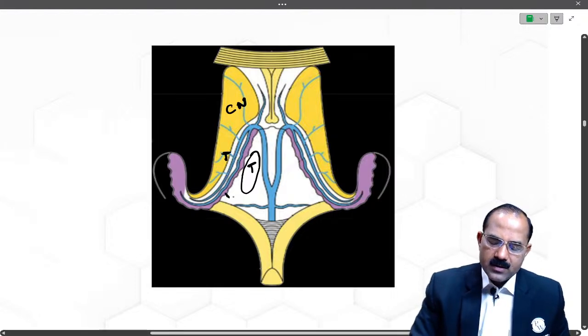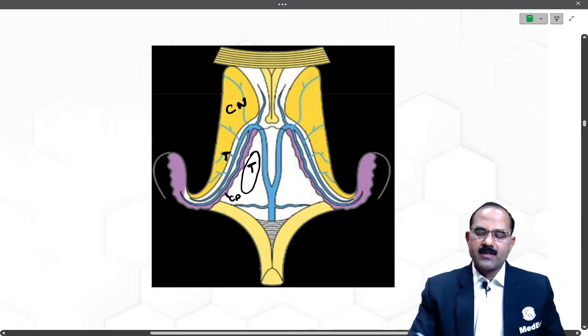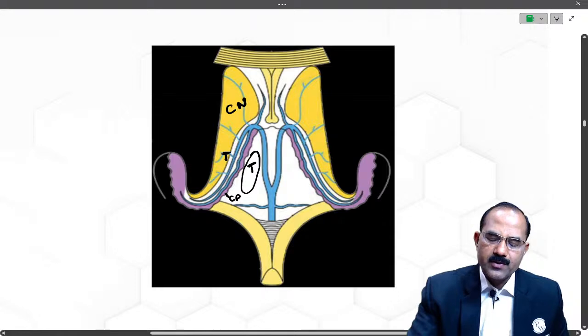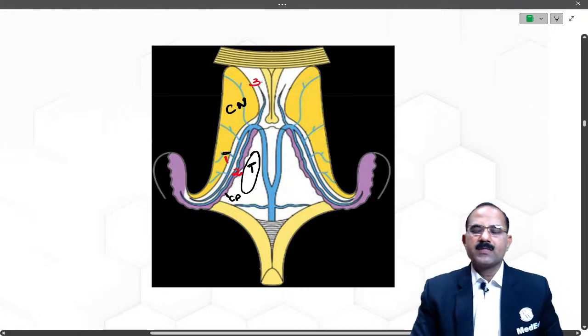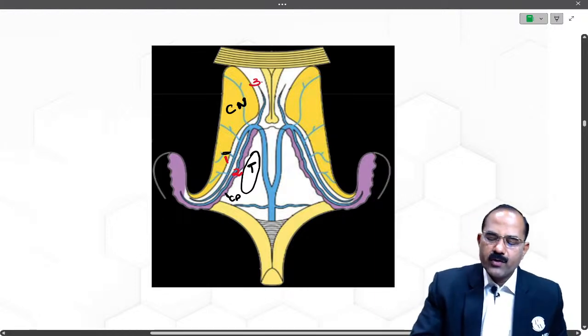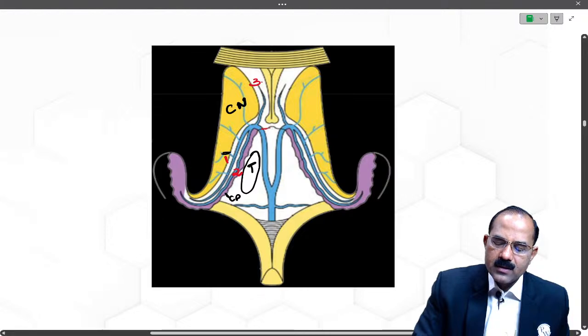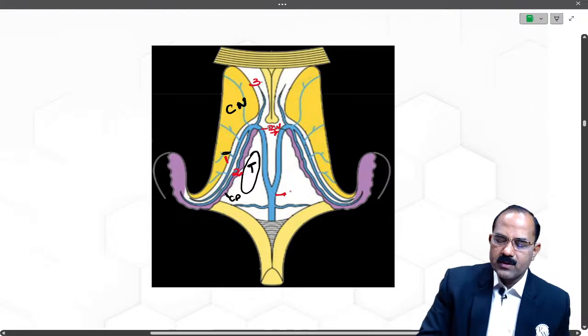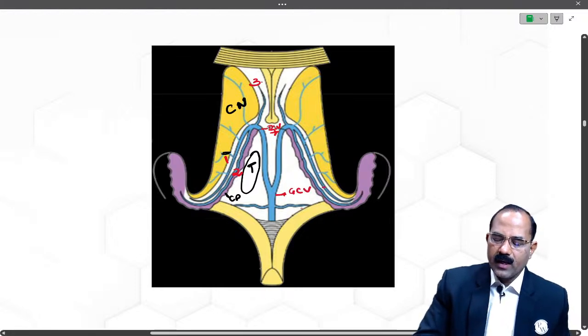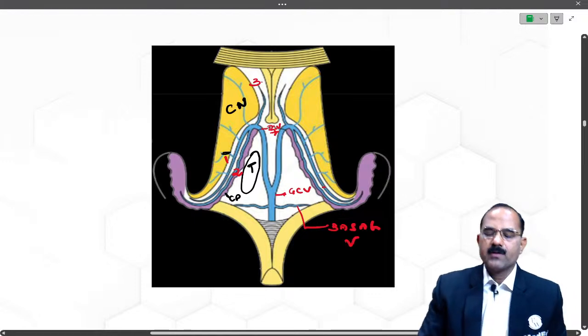What is this? This is the choroid plexus. What is this number 2? I'll just put numbers here. This is number 1, this is number 2. That's the choroidal vein. And this is the septum pellucidum. So this is the septal vein. Together they join to form what are these veins? This is the internal cerebral vein. Two internal cerebral veins join to form what is this? The great cerebral vein. And what is this going to be? Basal vein.